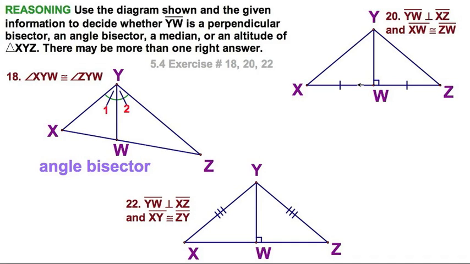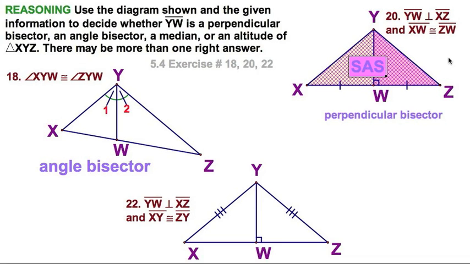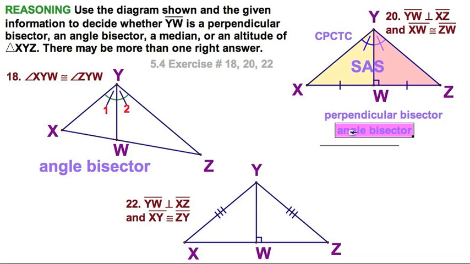Well, let me see. It's a perpendicular bisector right off the bat because it's right here. We want this perpendicular, and we're bisecting XZ. Well, that's all right. Let's look for something less obvious. 2 triangles congruent by side angle side. I'm of course using this side. And then by corresponding parts of congruent triangles, these 2 angles are congruent. That makes this XW or WY an angle bisector. Okay, so we've got 2 out of 4.